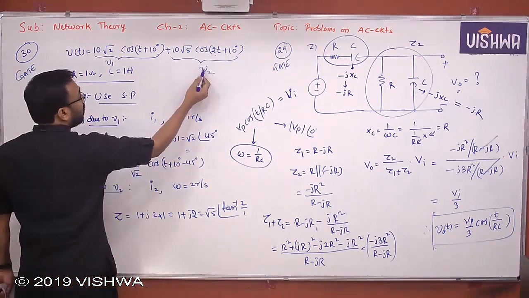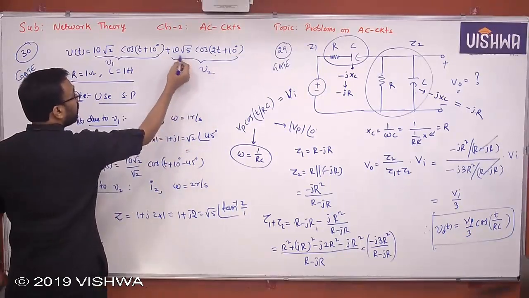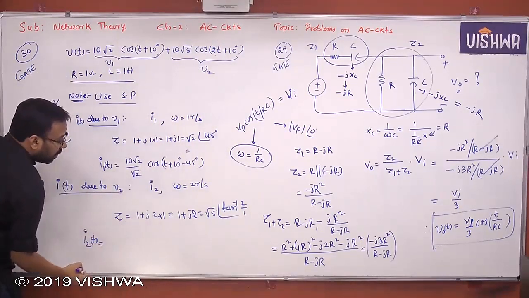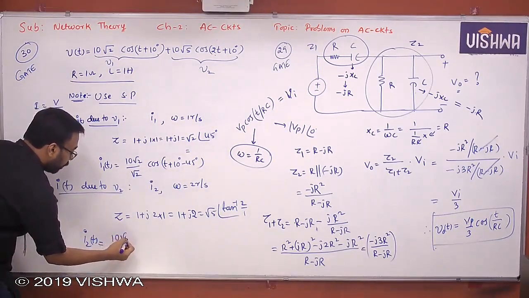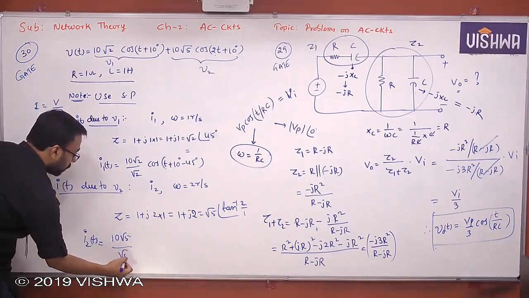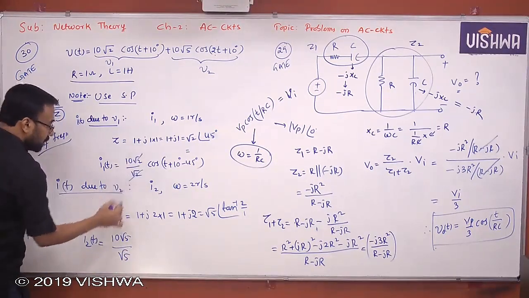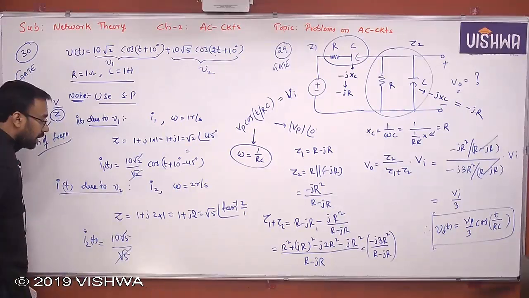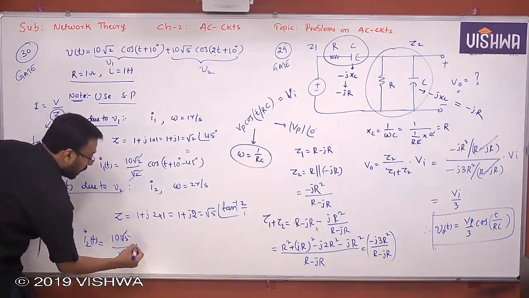This is V2, right? V2 by Z. What is the V2 magnitude? 10 root 5 by 5, root 5. Okay, here these will get cancelled. These also got cancelled here. Then what do you get here?